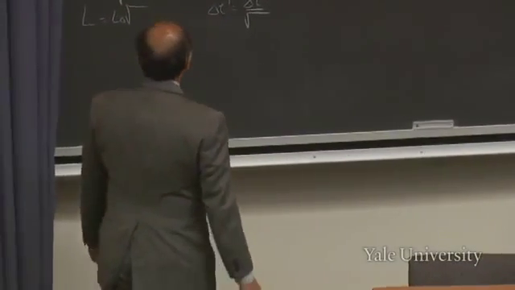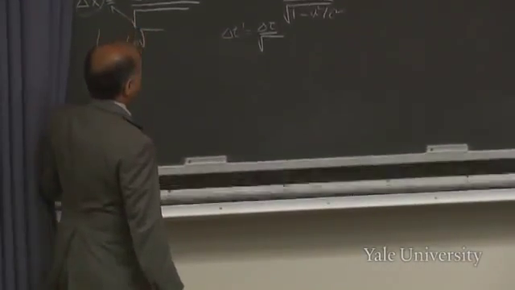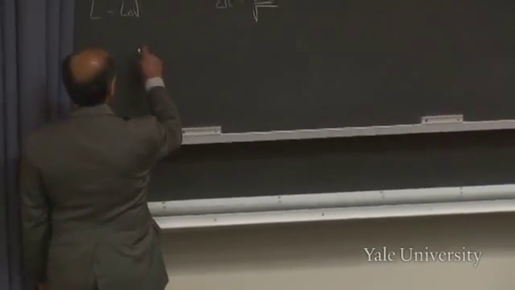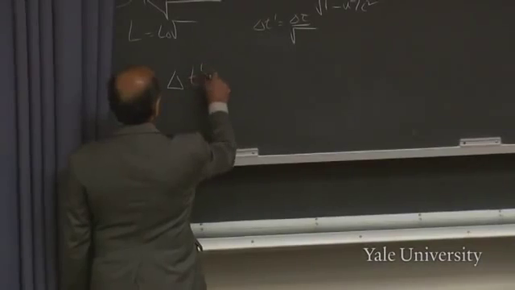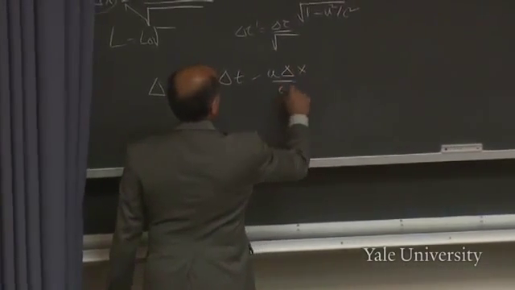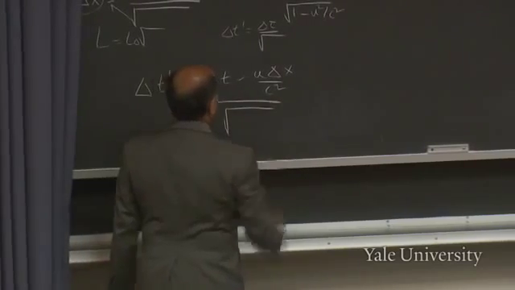Okay. So I'm going to do one more thing with the Lorentz transformation, which is pretty interesting. Let's take this equation for time difference. Delta t prime is delta t minus u delta x over c squared, divided by this.